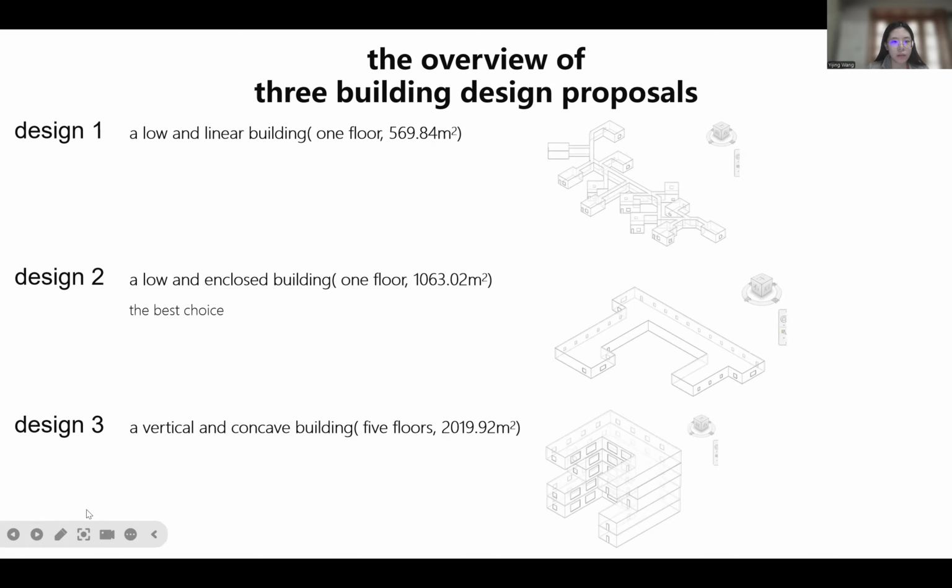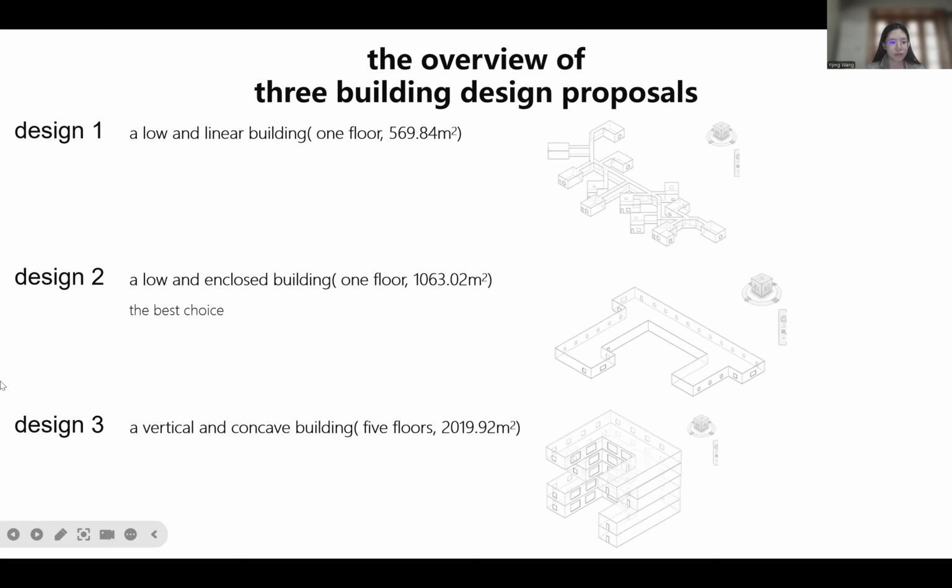The first variable is building form. Design 1 is low and linear. It is open but fully exposed to the sun. Design 2 is low and enclosed. It creates an internal courtyard. Design 3 is vertical and concave. It has large volume, but also large heat gain surfaces. The simulation shows that Design 2 performs best.